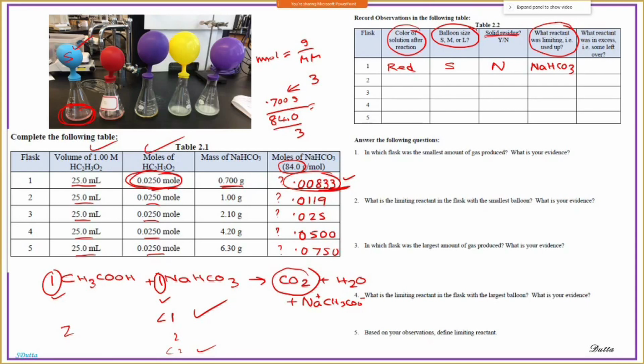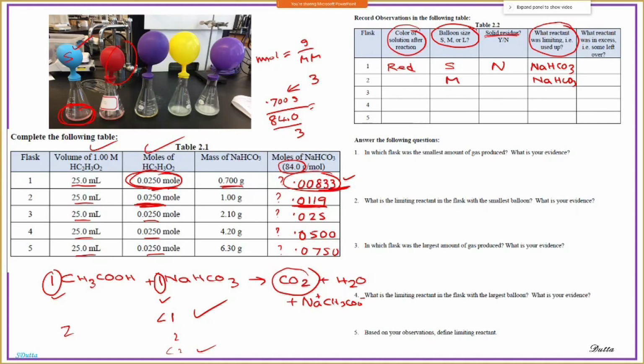Now the next one. 0.250 and 0.19. You will compare these two. This and this. Which is smaller? This or that? Again, this is acetic acid. This is sodium bicarbonate. Which one is smaller? Sodium bicarbonate. So that would be limiting. So I'm going to write here, next one, sodium bicarbonate. What is the size? I'm going to write medium.